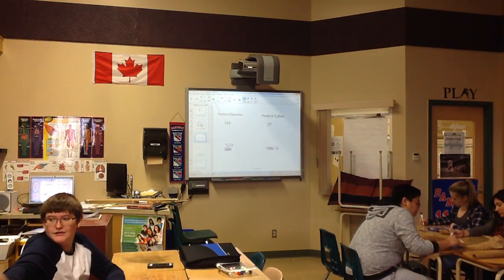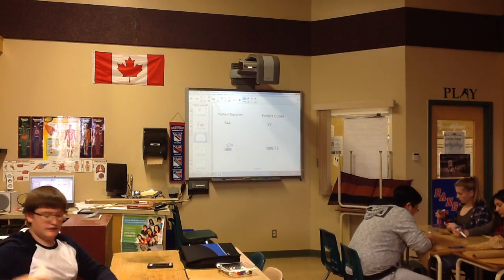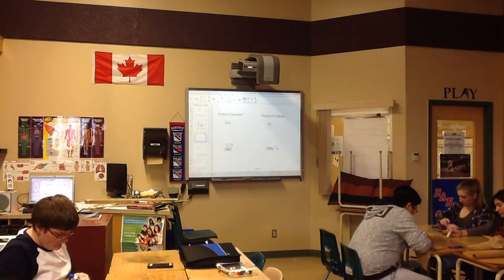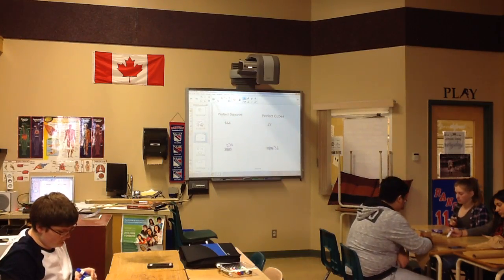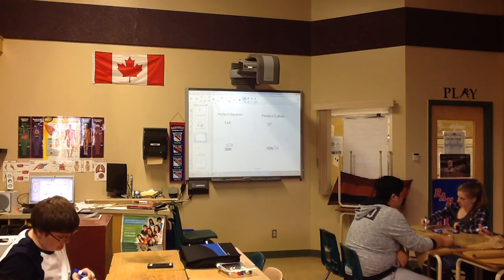Because you have this right here. You can't make a group of 2. You make one group of 2 and you have one left over, right? So it can't be a perfect square. Does that make sense? But I have a group of 3. That means that 3 times 3 times 3 gives me 27, which makes it a perfect cube.